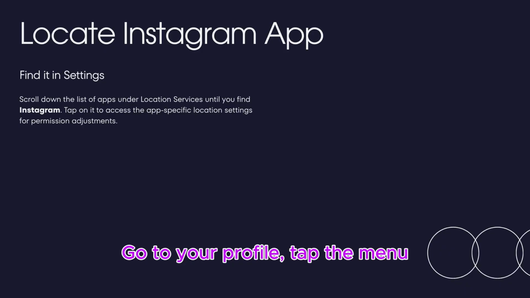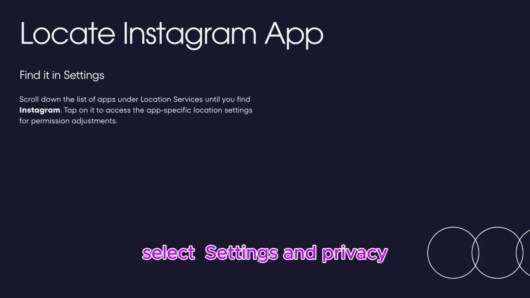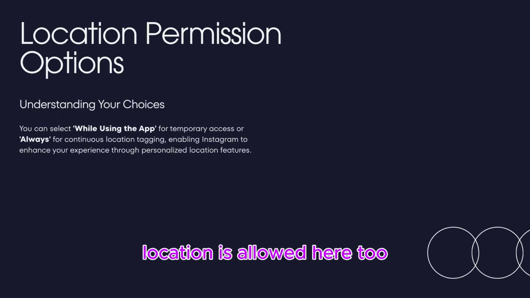Go to your profile, tap the menu, select Settings and Privacy, tap Permissions, then Location. Ensure location is allowed here too.